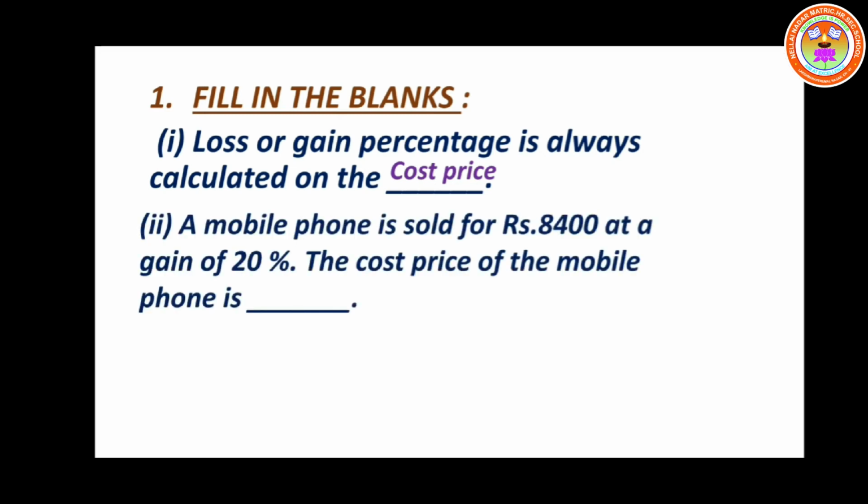Next, a mobile phone is sold for rupees 8,400 at a gain of 20%. The cost price of the mobile phone is, so now they sold means what? The selling price. The selling price of the mobile is rupees 8,400. He has sold it for what? How much gain? 20% gain. Now you have to find the cost price of the mobile. So you will be getting the answer rupees 7,000. Let us see how we got the answer.